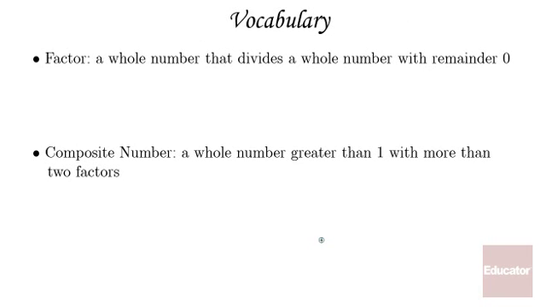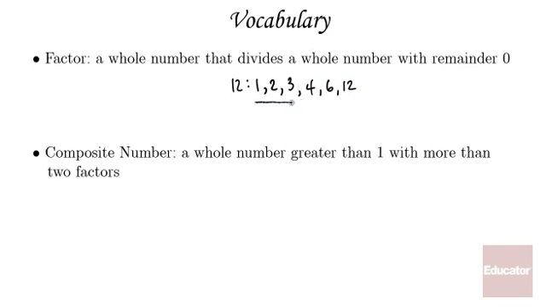A factor is a whole number that divides a whole number with a remainder of 0. So for example, factors of 12 would be 1, because 12 divided by 1 is 12 evenly. 2, 12 can be divided by 2 to get 6. 3, 12 can be divided by 3 to get 4. 4, because 12 divided by 4 is 3. 6, 12 divided by 6 will give you evenly 2. And lastly, 12. 12 divided by 12 is 1.